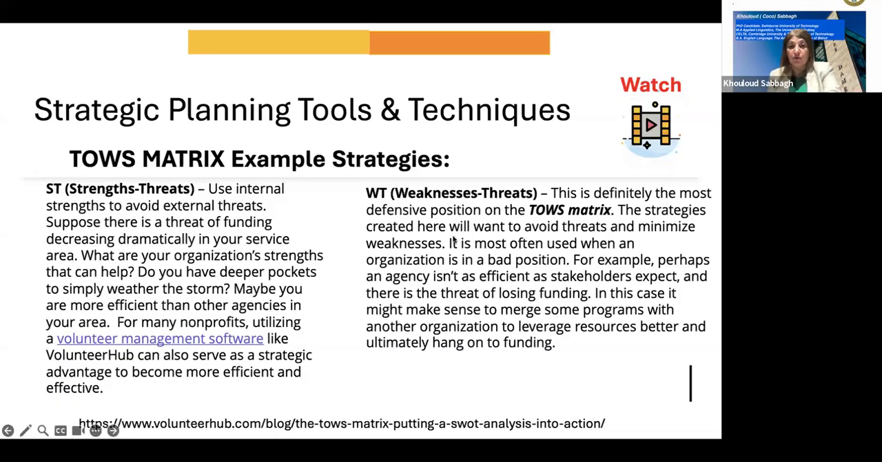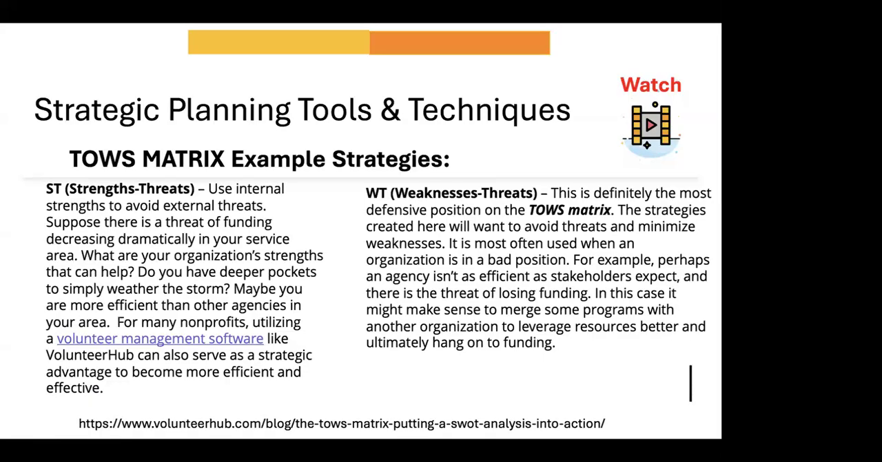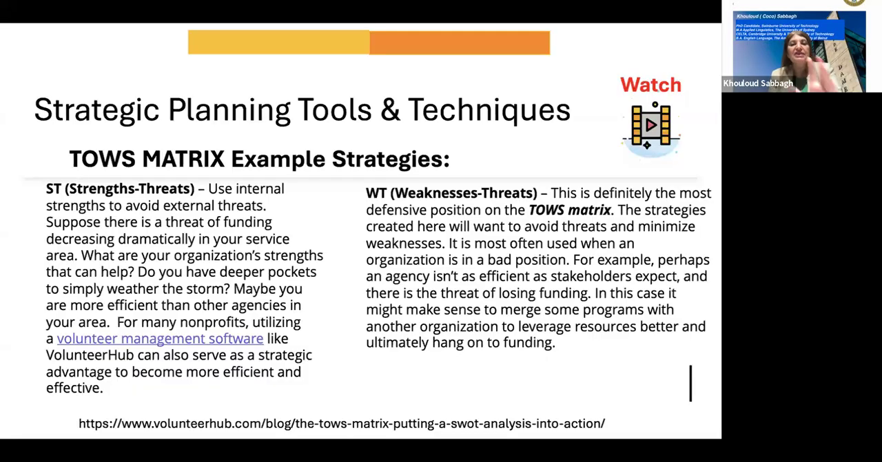But let's look at this one, weakness and threat. Are they a really good match together? Are they a healthy place to be? Is this a good place for the organization to be, where you have a weakness and a threat? No. So basically, this is the most defensive position on the TOWS matrix.